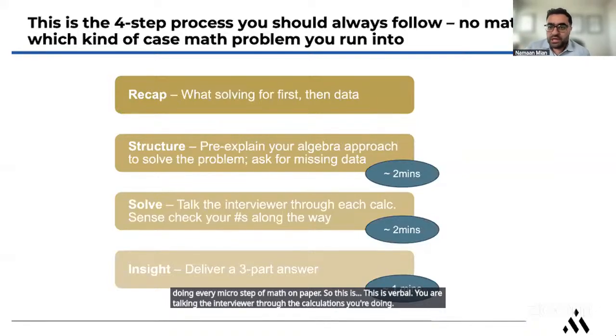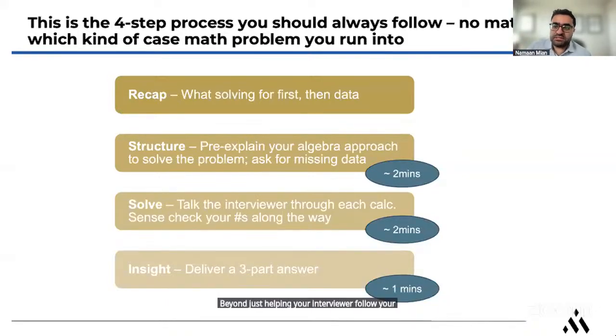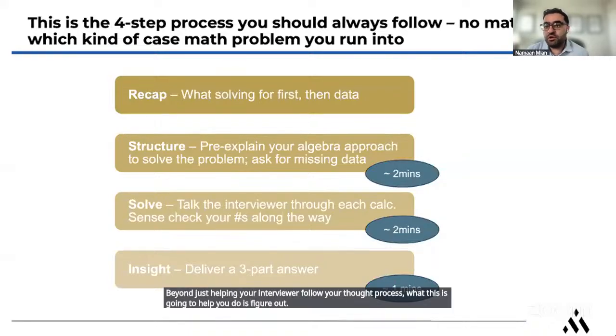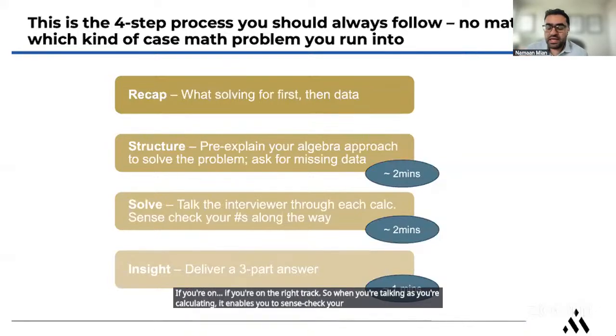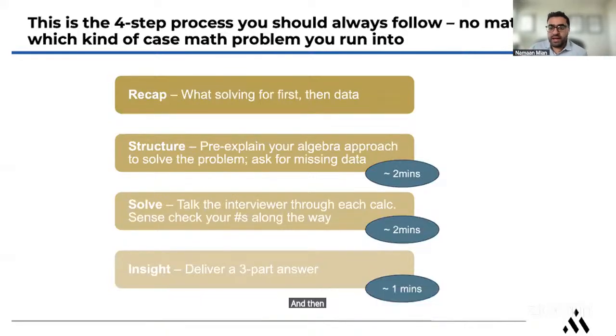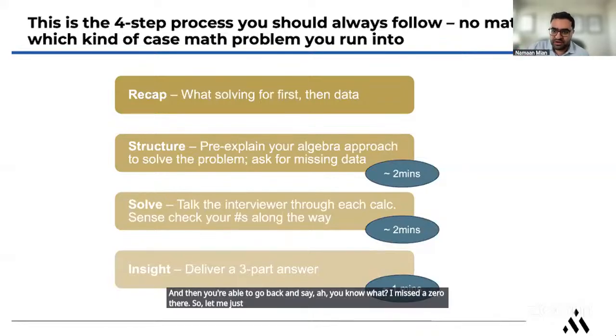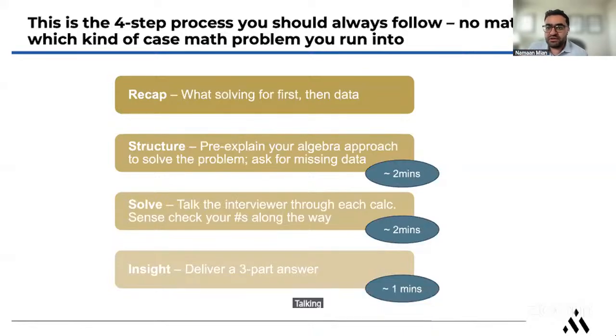Beyond just helping your interviewer follow your thought process, what this is going to help you do is figure out if you're on the right track. When you're talking as you're calculating, it enables you to sense check your numbers. And if something is off, you'll hear it oftentimes before you see it. And then you're able to go back and say, you know what? I missed a zero there. Let me just go back. Let me figure that out. Okay, this is how it impacts the rest of the equation from here. And so talking has the added benefit of actually helping you stay on track.